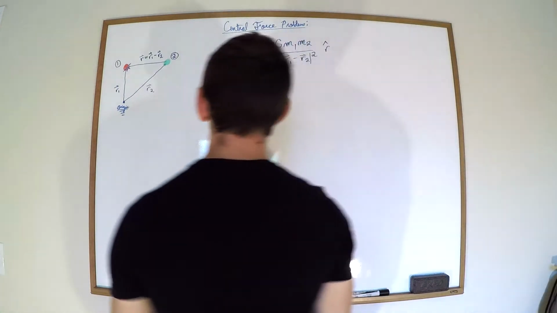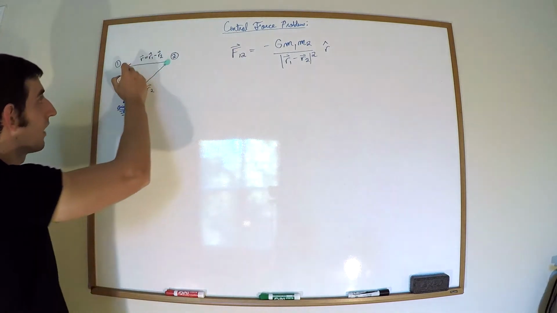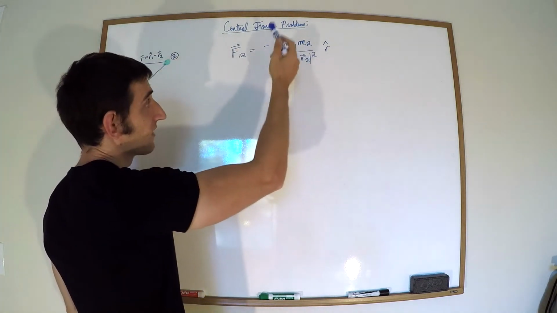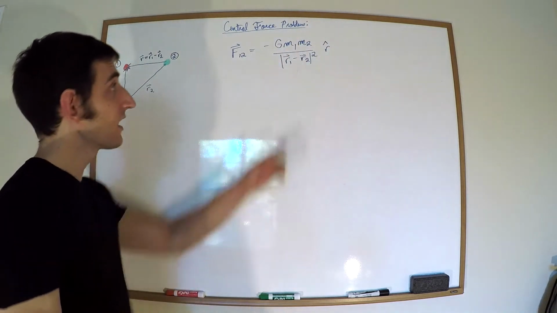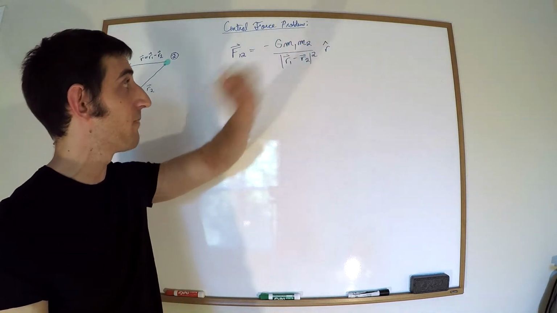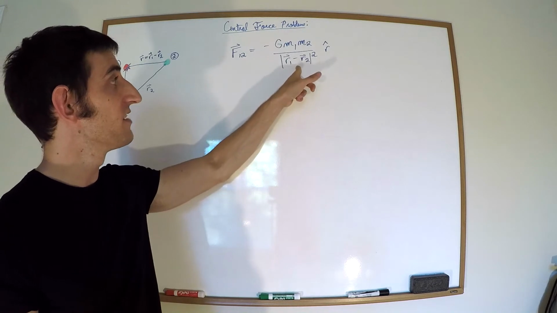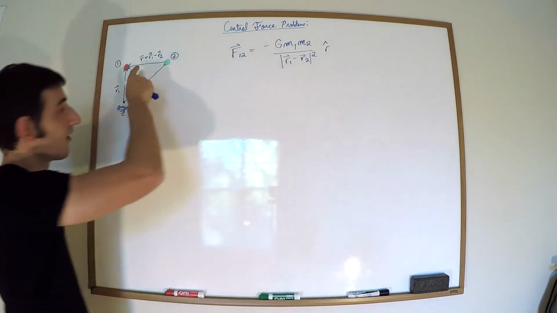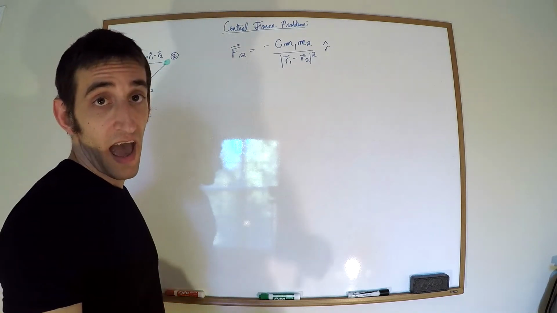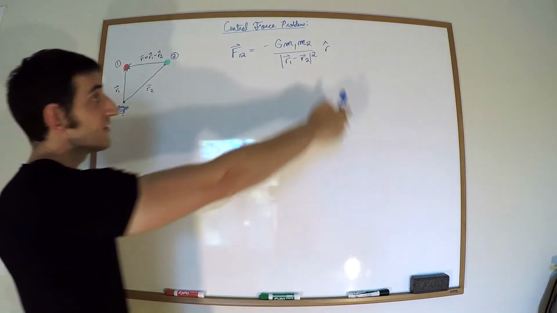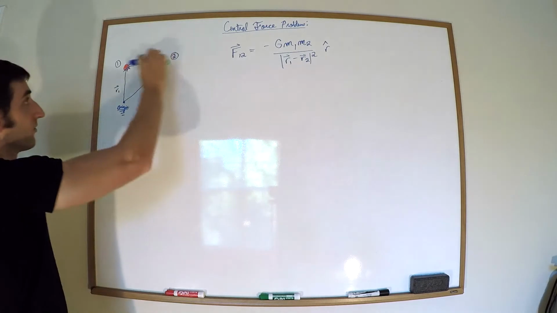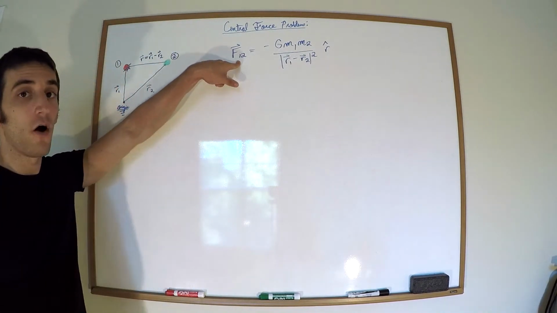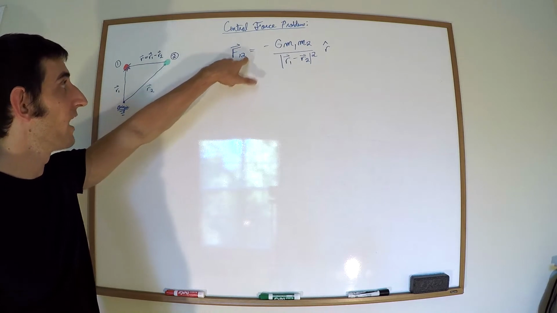So Newton told us that the force on body 1 with respect to body 2 is given as the following. Negative G, the universal gravity constant, the mass of body 1, the mass of body 2, over the distance between them squared. So we could put in this r vector. I'm going to leave it as such right now. And the unit vector we're going to use is in the direction of that r vector.